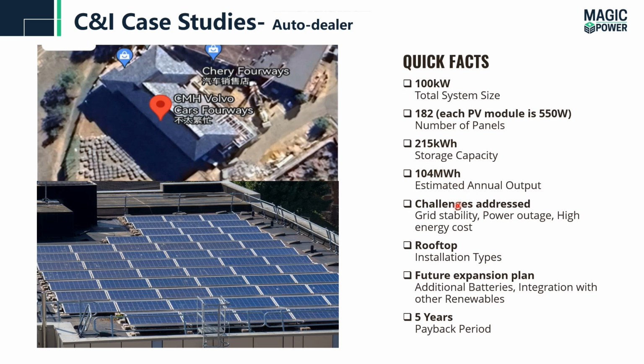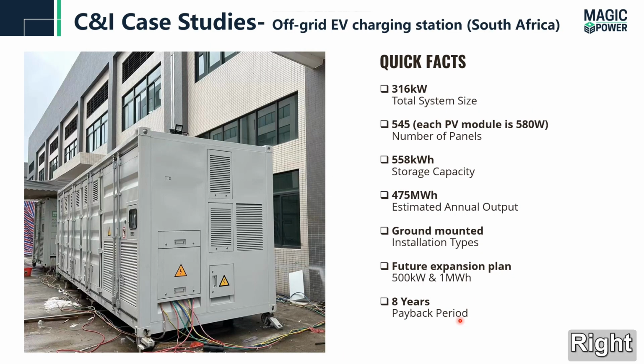The challenges addressed for the client before installing the project were that the grid was unstable, there were power outages, and the energy cost was very high. The installation type of the solar panels is roof type. Here we can see the future expansion: yes, additional batteries can be added to the system, and the payback period for the system is calculated, which is 5 years.